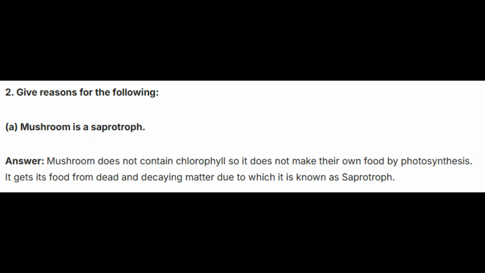Give reasons. A. Mushroom is a saprotroph. Answer. Mushroom does not contain chlorophyll, so it does not make its own food by photosynthesis. It gets its food from dead and decaying matter, due to which it is known as saprotroph.